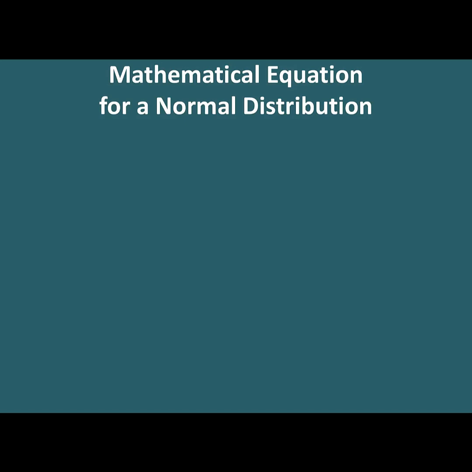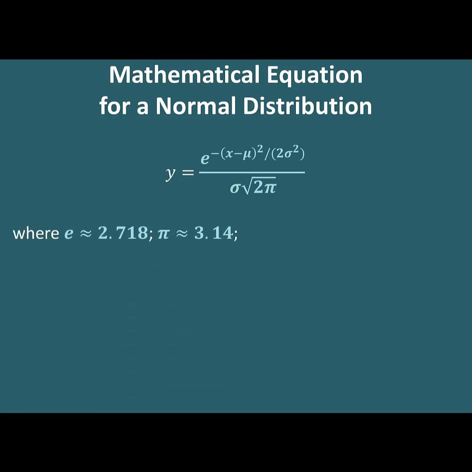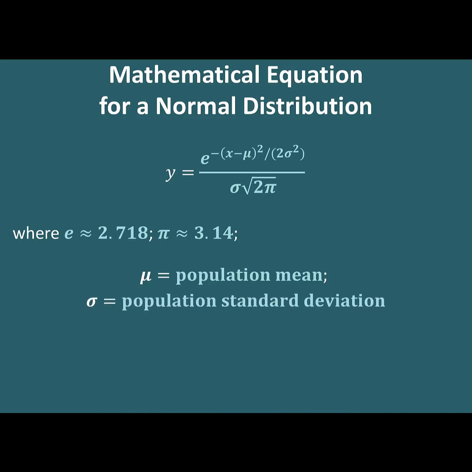Here's the mathematical equation for a normal distribution. Now it looks quite complicated, but thankfully we actually do not use it that often. But occasionally when we do, it is quite useful. Keep in mind that e is 2.718 rounded, and pi is approximated at 3.14. Also, mu is the population mean as usual, and sigma is the population standard deviation.